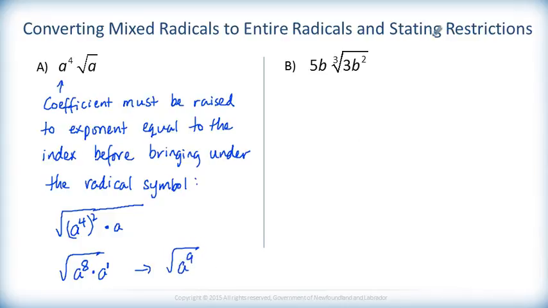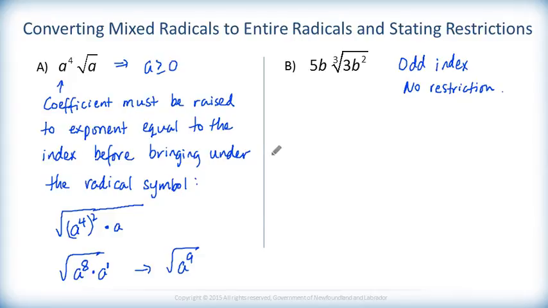We are asked to state restrictions. We can go right back to the beginning and do this. The radicand must be greater than or equal to 0, so that means our a has to be greater than or equal to 0. For the next one, let's deal with the restriction first. Actually, there is no restriction. We have an odd index, therefore no restriction on the radicand or on the variable.